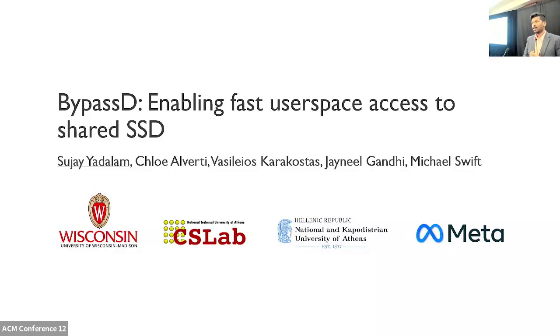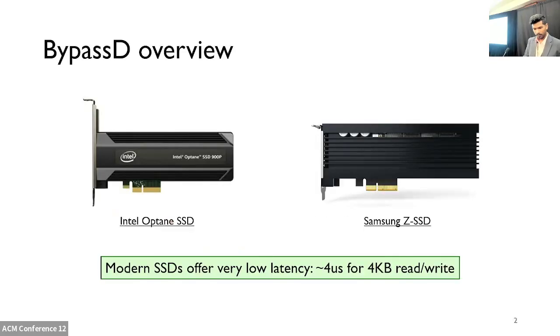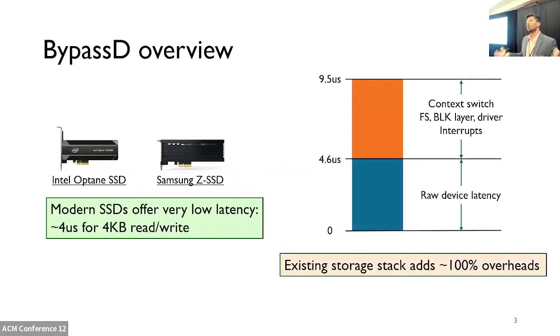Thanks for that introduction. Thank you all for coming to my talk. I'm really excited to talk about our work called BypassD, which is a new interface we built for accessing modern SSDs. I'll start off by giving a quick overview. Modern SSDs are really fast. We have devices like Intel Optane SSD that offer latencies less than 10 microseconds. While this is great, it's sad that the software we use to access these devices adds a lot of overhead. In some cases, the software can be as much as 100% overhead.